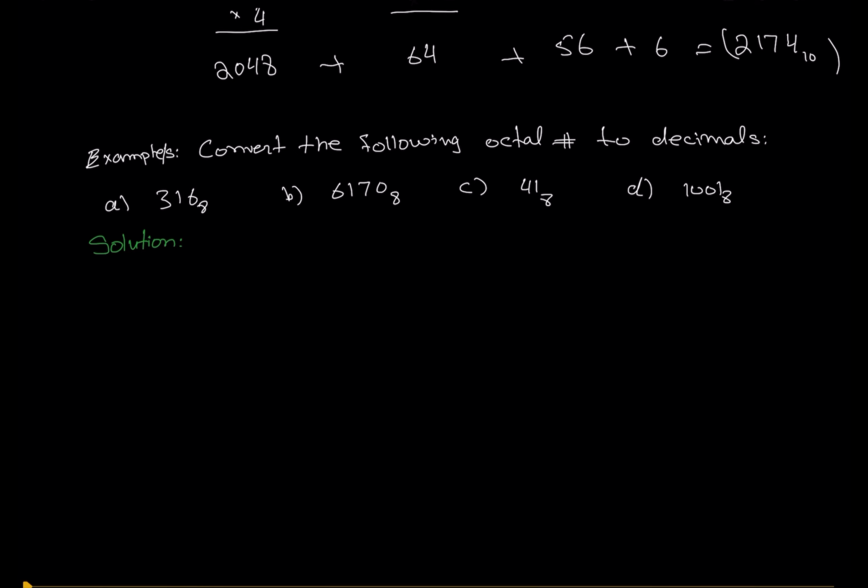Alrighty, solution number A. It says convert the following octal numbers to decimals. We will solve 3 of them, and I'll give you one to work on. 316 base 8, convert that to a decimal number. We have only 3 digits there, so we will do 8 to the power 0, 8 to the power 1, 8 to the power 2. We only need 3 digits there. So you can write it this way, or you can write it as 1s, 8s, 64s.